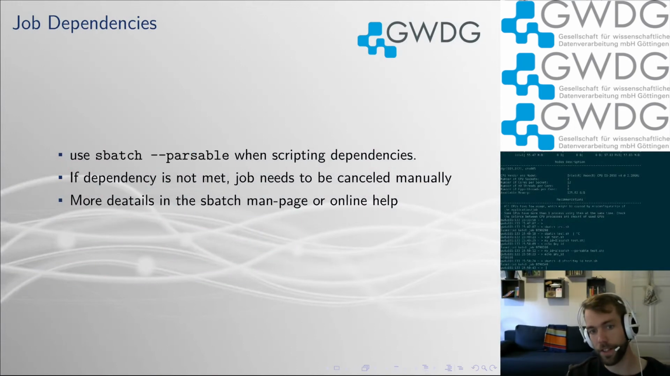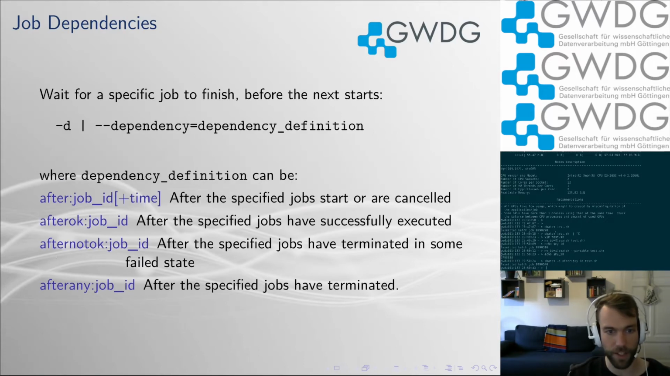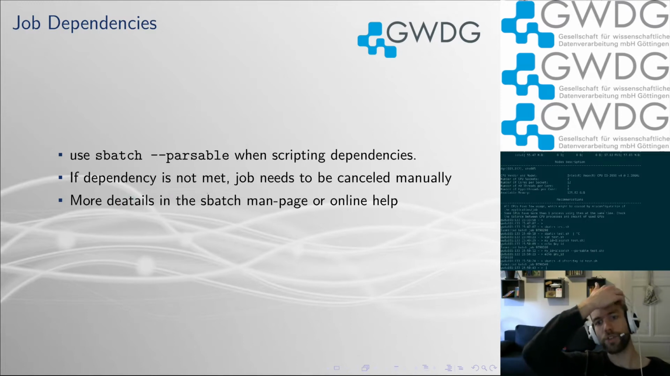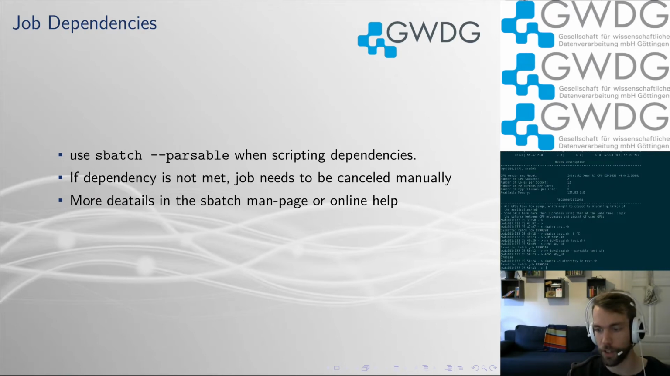If you use dependencies and for some reason your dependency is not met, for example, if you have afterok but the job finishes unsuccessfully, you need to cancel them manually. They won't be automatically cancelled. You can do a lot with dependencies. You should take a look into the man page or online help if you want to know more.